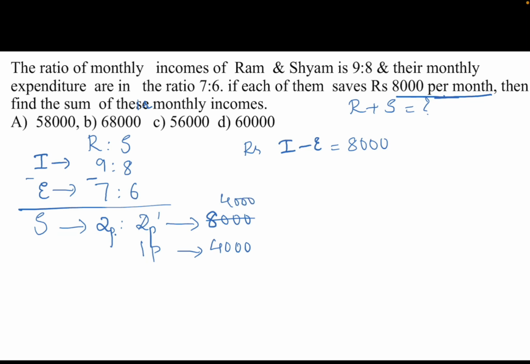Now they are asking us to find the sum of their monthly incomes. Okay, we know the monthly incomes are in the ratio, how much? Ram to Shyam 9:8, isn't it? The sum of their monthly incomes we want. So in the ratio the sum is how much? 17 parts. Okay, so we know 1 part is 4,000, then 17 parts will be how much?